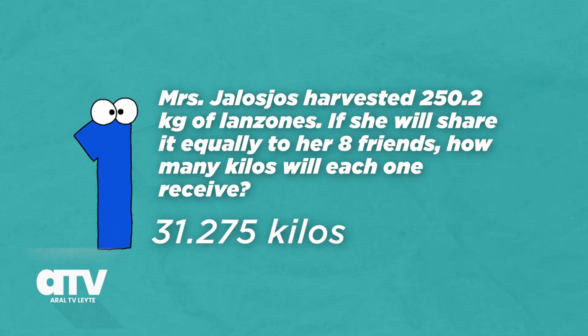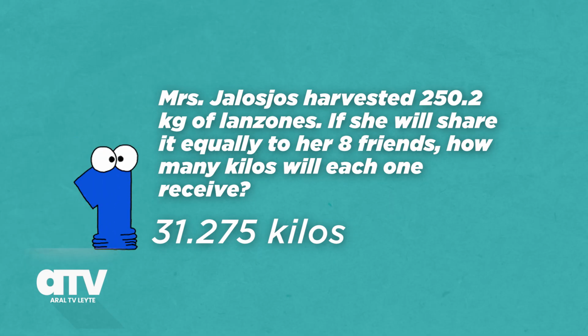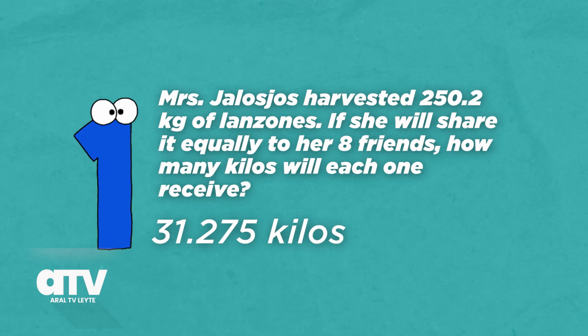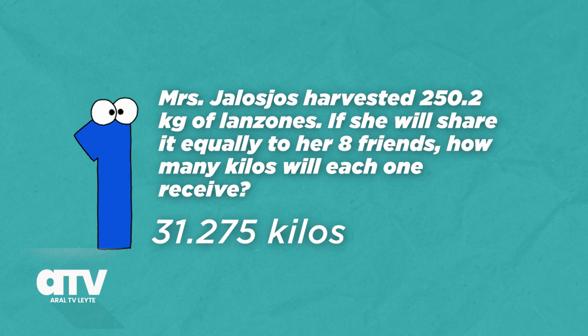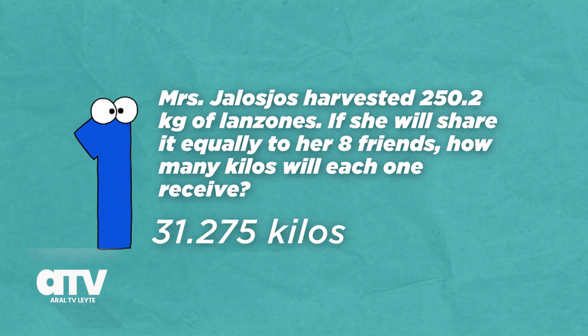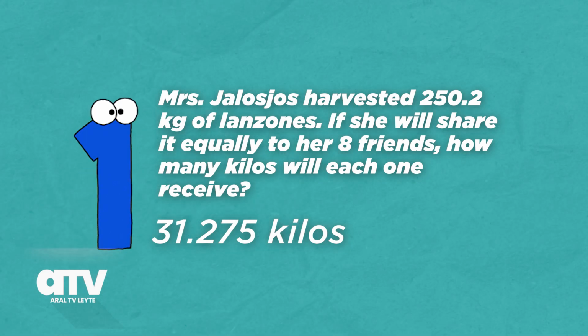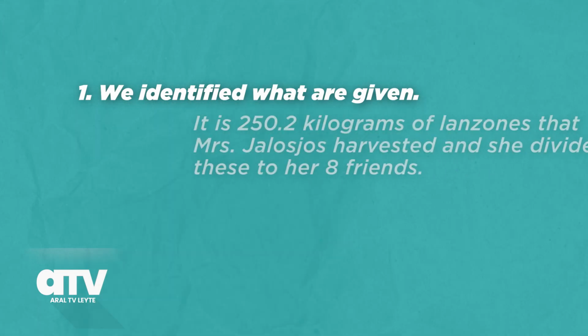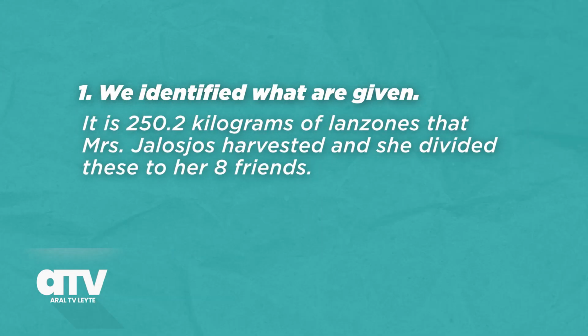31.275. If your answer is 31.275, you are correct. Each of Mrs. Haloso's friends will receive 31.275 kilos. This is how we solved it. First, we identified what are given. It is 250.2 kilograms of lanzones that Mrs. Halosos harvested, and she divided these to her 8 friends.